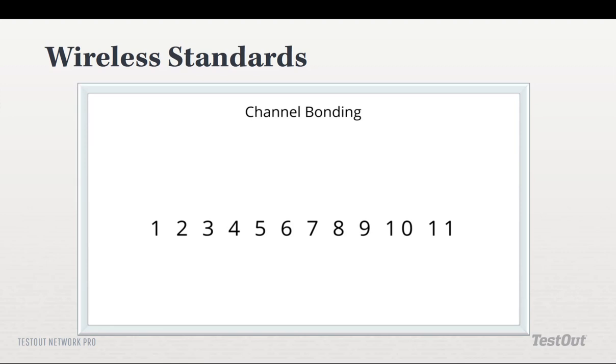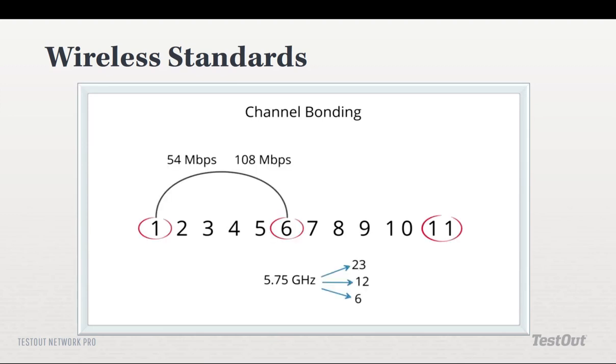Channel bonding we talked about, so we're going to take channels 1 and 6, and that's going to upgrade them into one larger channel. So you can see over here, we're going from 54 megabits to 108 megabits. And then, of course, in the 5.75, you have more channels to take over. You have 23 channels instead of just 11.